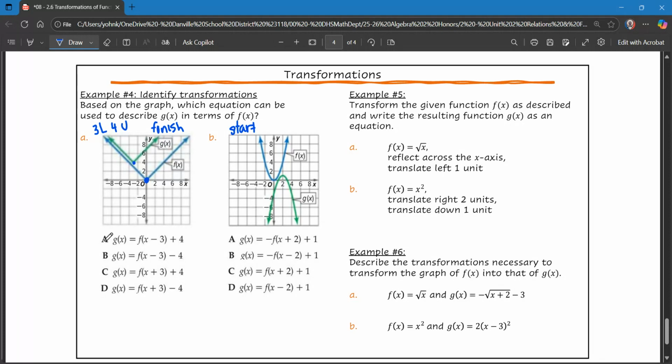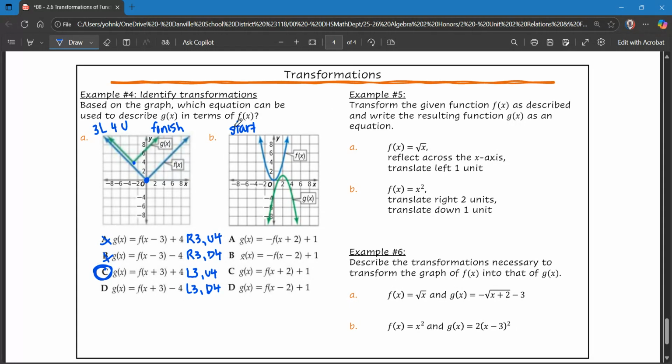So it's not A or B. Because, for instance, A is right 3 and up 4. B is right 3 and down 4. C is left 3 and up 4. D is left 3 and down 4. So as you can see, you could also match it that way. Left 3 and up 4 is going to be C.